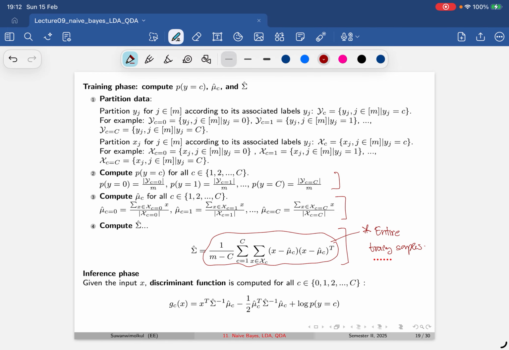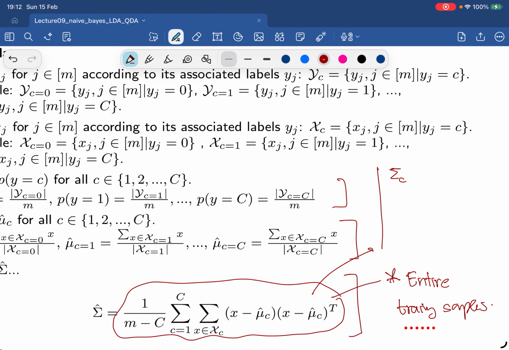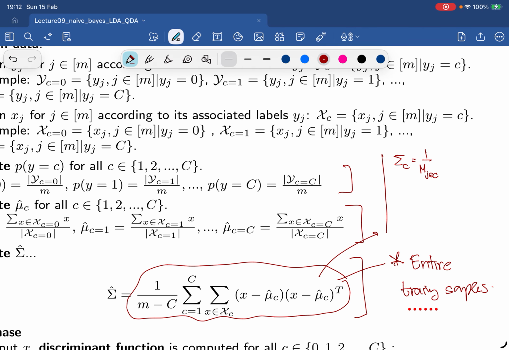But we already know what it probably looks like if it's computed within just the training samples corresponding to the class. Let's say we want to turn this training scheme into QDA. The difference will be that here it will turn into the sigma C, so we have to compute it for each C. Of course, we will have M_C, the number of training samples in class C. And of course, we will have this X where Y is in C. And yes, you have X minus mu C.